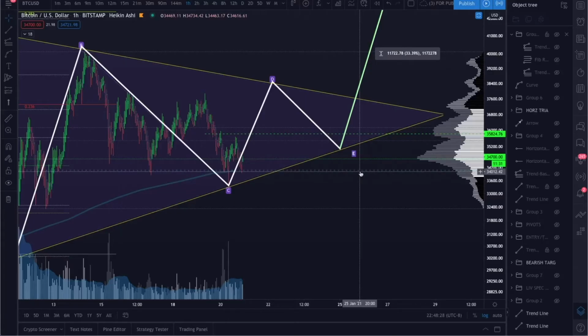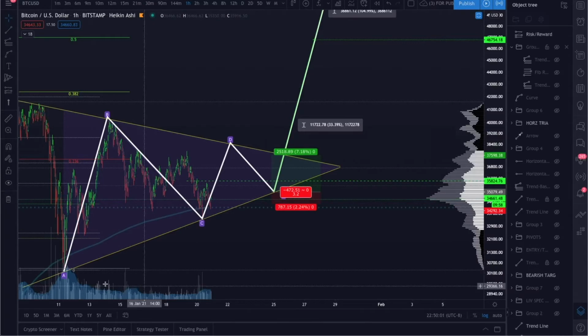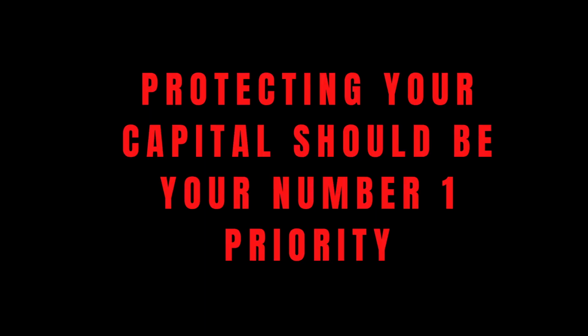All right. Mistake number 1, not cutting your losses. Let's start with a quote from commodities trader Ed Seykota. "The elements of good trading are: 1, cutting losses, 2, cutting losses, and 3, you guessed it, cutting losses." If you can follow these 3 rules, you may have a chance at being a successful trader. Now, this seems like a simple step, but it's always good to emphasize its importance. When it comes to trading and investing, protecting your capital should always be your number 1 priority.